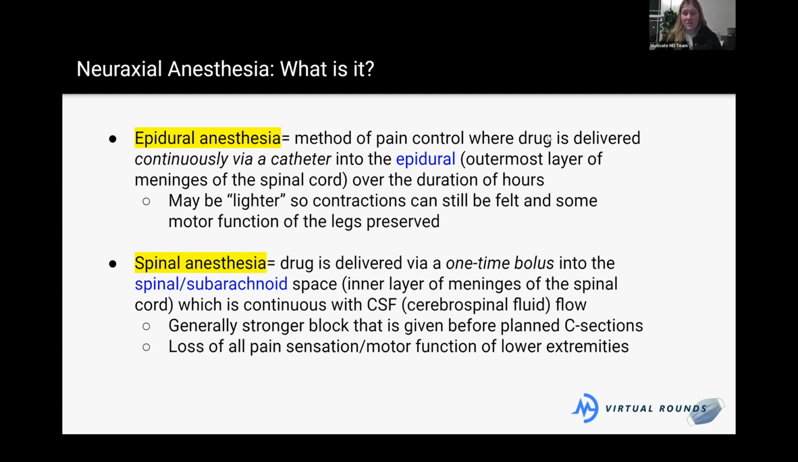And then it's also a much stronger and faster block compared to epidural. So they usually reserve this for patients who are not actively in labor, but maybe have a planned C-section, so that they have that strong block for their surgery. Like I said, it basically takes out all of your pain sensation and all of your motor function within your lower extremities. And you just can't move for at least the few hours that it's working in your spinal cord. So I know that can maybe seem nuanced and confusing, and I'm a visual person, so we'll get to some diagrams here in a second.